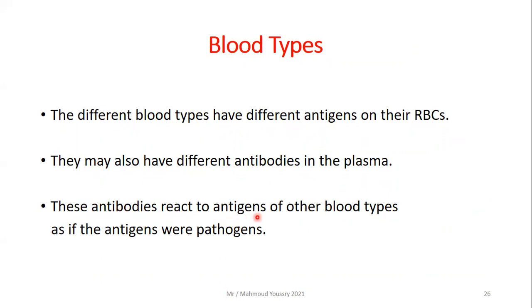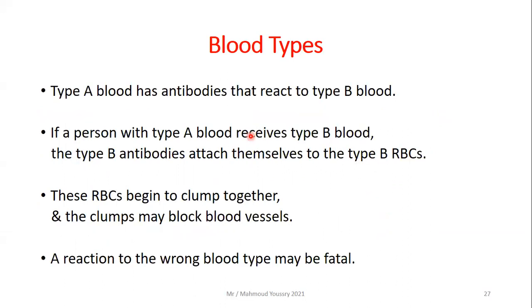These antibodies react to antigens of other blood types as if the antigens were pathogens. This is why no one can take blood from a different blood type. Type A blood has antibodies that react to type B blood.